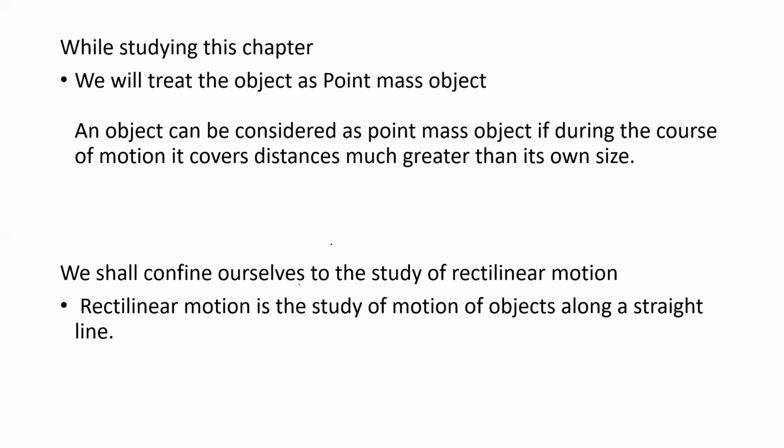So what do you mean by that? An object can be considered as a point mass if during the course of motion it covers distances much greater than its own size, then it is called as what? Point mass. Suppose you consider a very small object here, when this object is moving, it covers larger distance compared to its size, then it is called as what? Point mass.